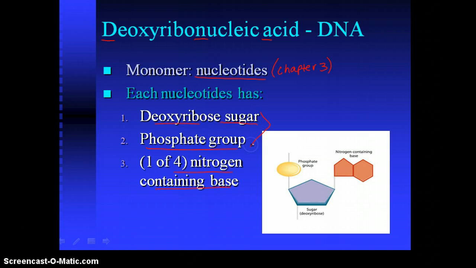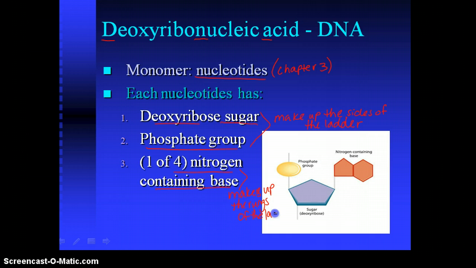These 2 things here make up the sides of the ladder, and this portion here makes up the rungs of the ladder.